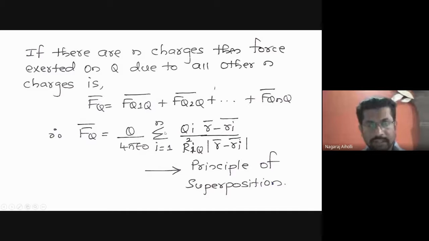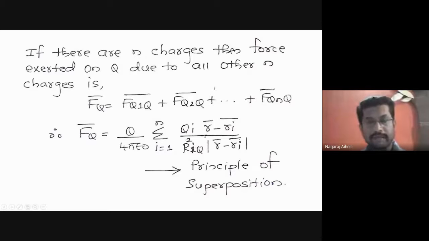Then the distance. The first distance is between R1 and Q. Next time it will be the distance between R2 and Q, that is between the second charge and the charge Q, and so on. Therefore, I can write it as RiQ square, because this Q1, Q2 is changing. This is a variable, therefore I am writing it as RiQ square, distance.